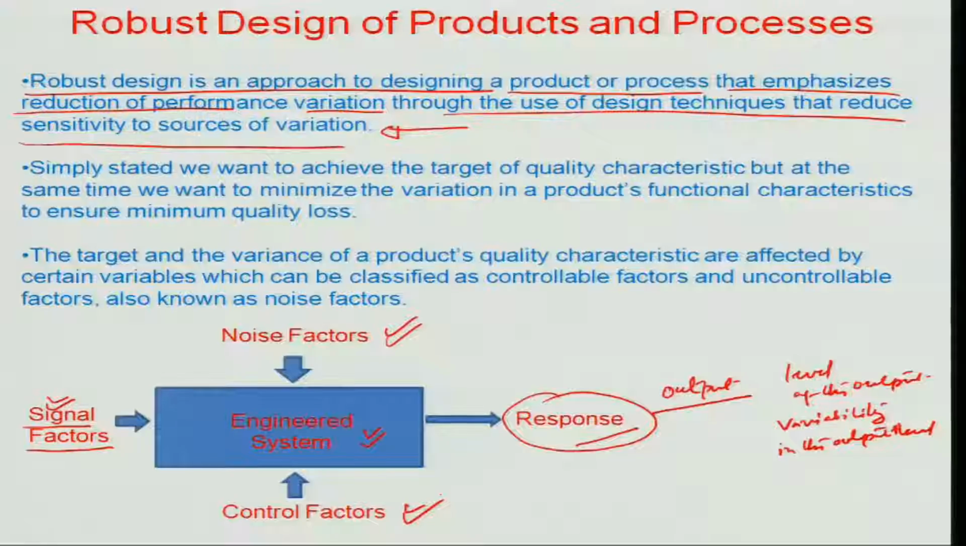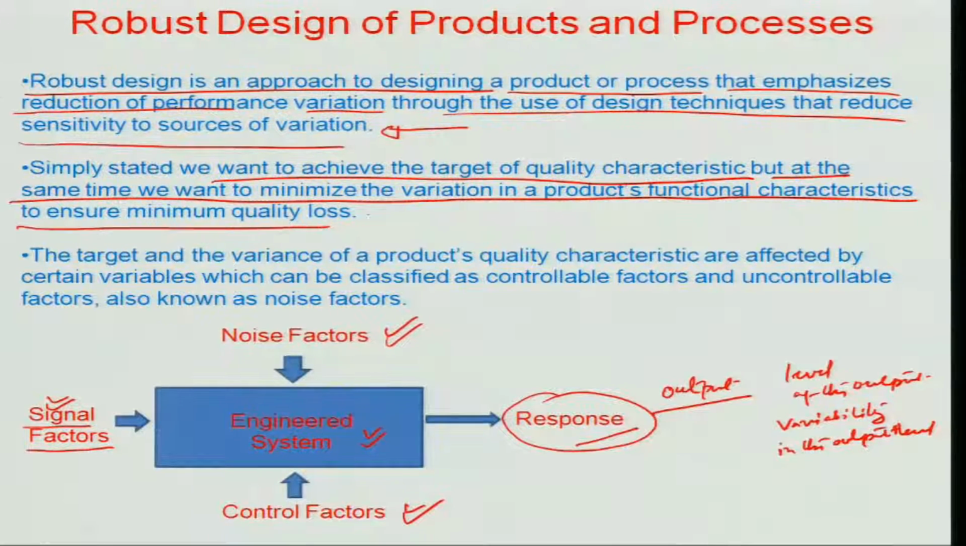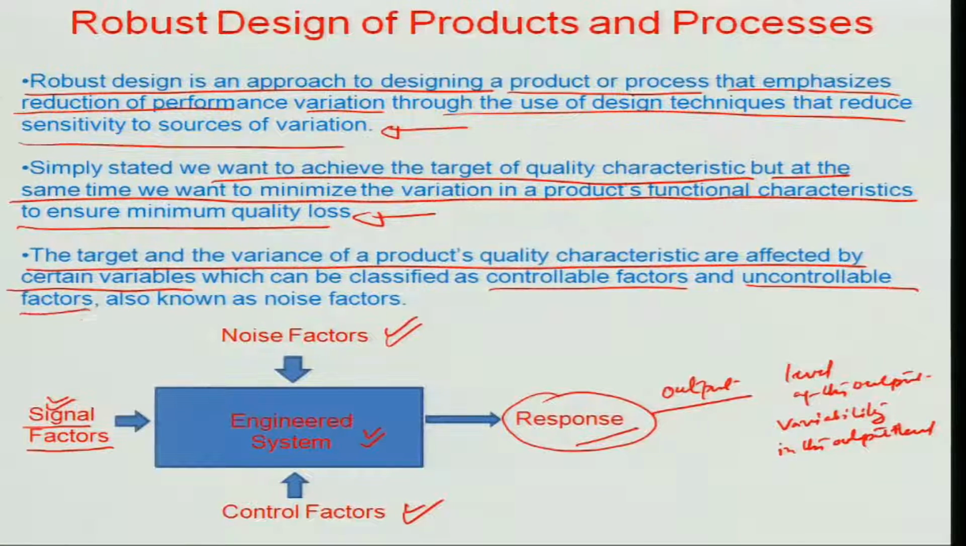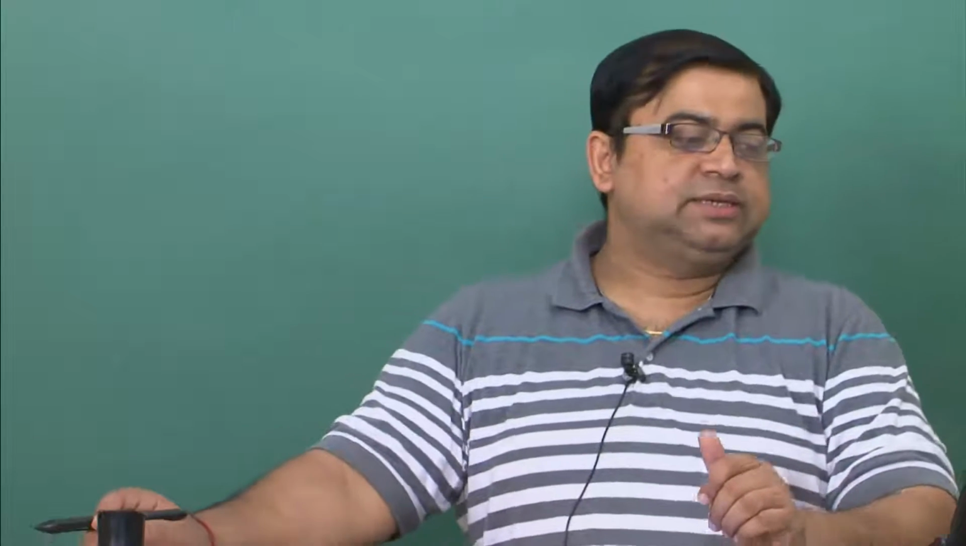So simply stating, we want to achieve a target quality characteristic, but at the same time we want to minimize the variation in the product's functional characteristics, and that's typically because we want a minimum quality loss associated with this particular product. The target and the variance of the product's quality characteristics are by and large affected by the variables which are classified as controllable factors and uncontrollable factors. Uncontrollable factors are these noise factors, as have been illustrated, and controllable factors can be many, as I will illustrate in more detail later on. It can be related to the user, or it can be related to even the designer's choice of certain factors associated in the designing of the product.